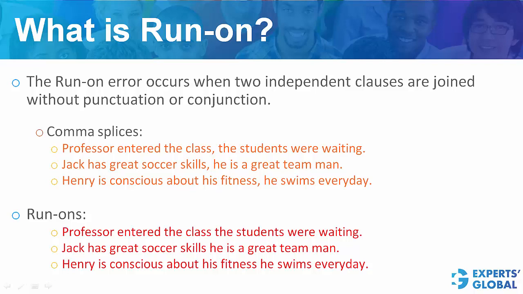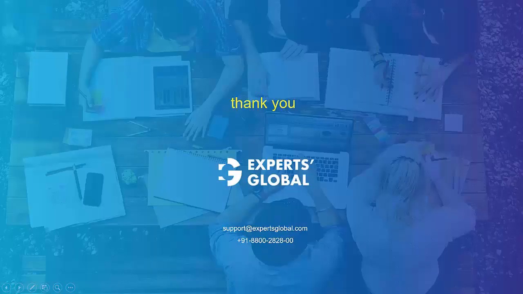In comma splice, you have an insufficient punctuation. In run-ons, you have no punctuation. If you understand comma splices, you of course understand run-ons. If you can correct comma splices, you can of course correct run-ons. The same three ways that correct comma splices correct run-ons. This was the concept, guys.